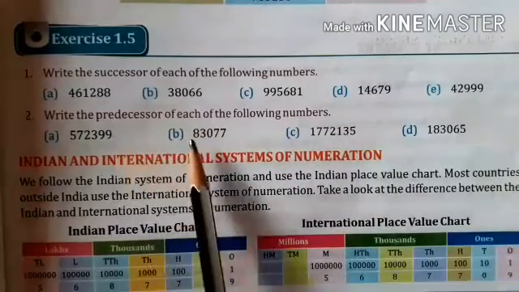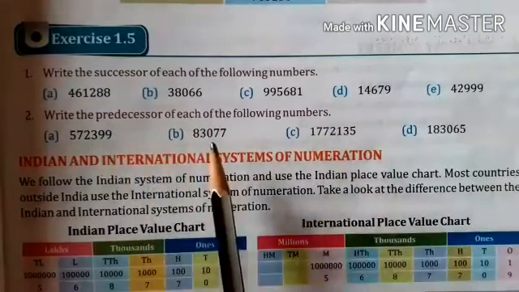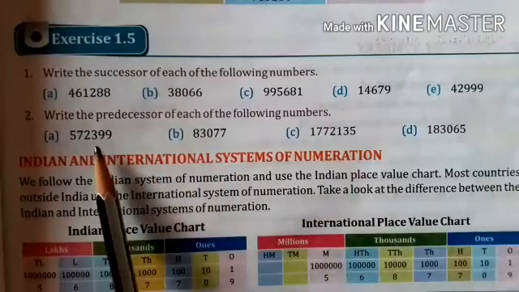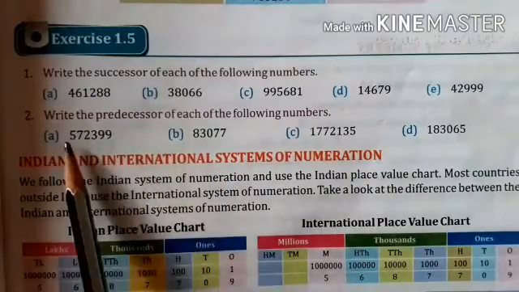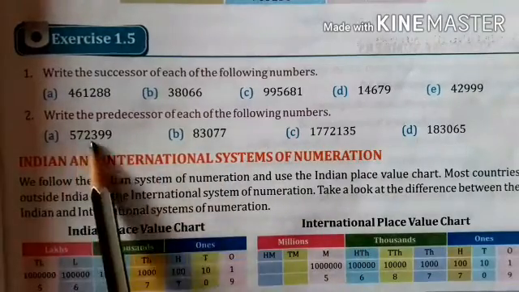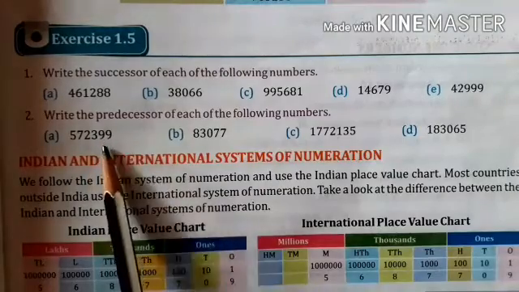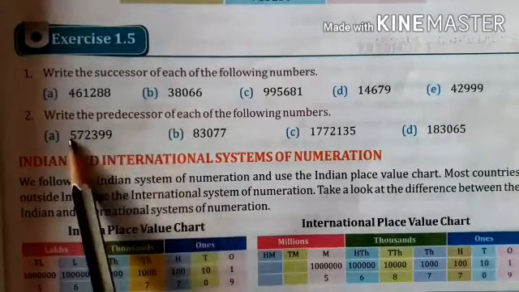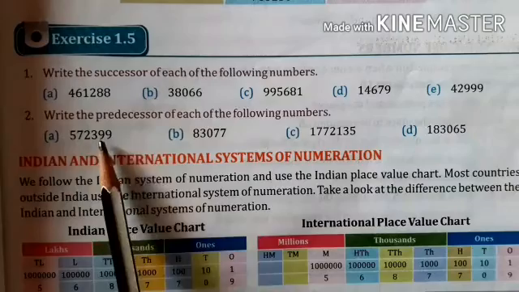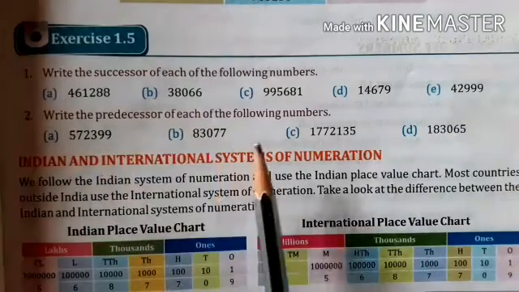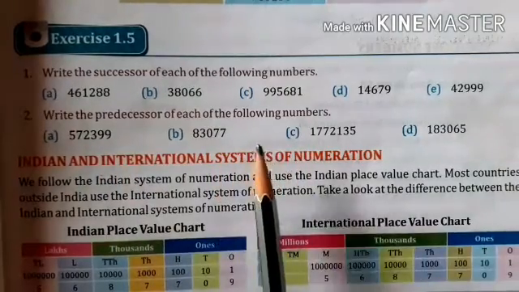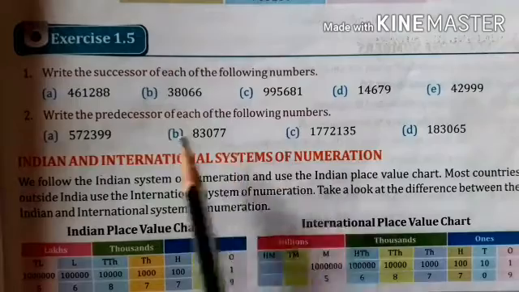Okay. Next, write the predecessor of each of the following numbers. So here we have to write the predecessors of these numbers. Okay. I am giving you one example. Look here. 5,72,399. The predecessor of this number is 5,72,398. Okay. So students, in this way you have to find out the predecessors and successors of these numbers.